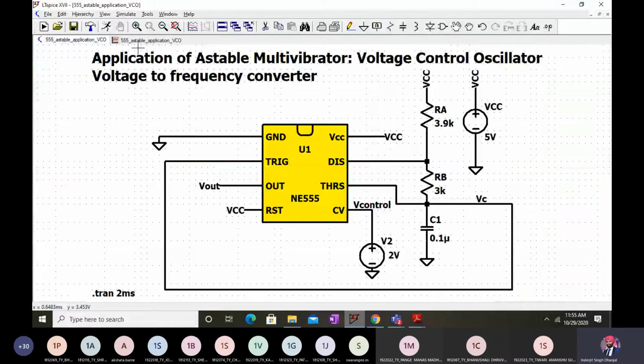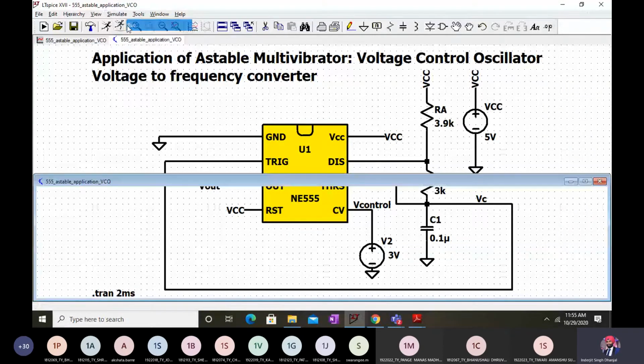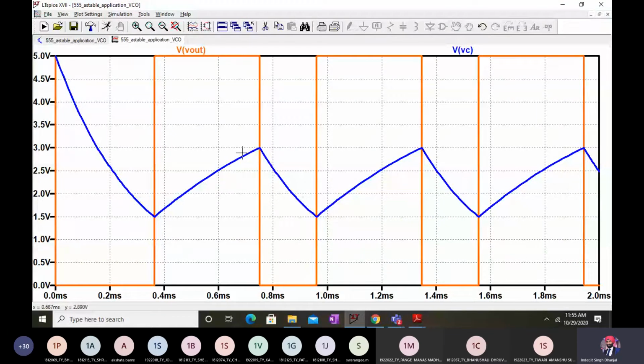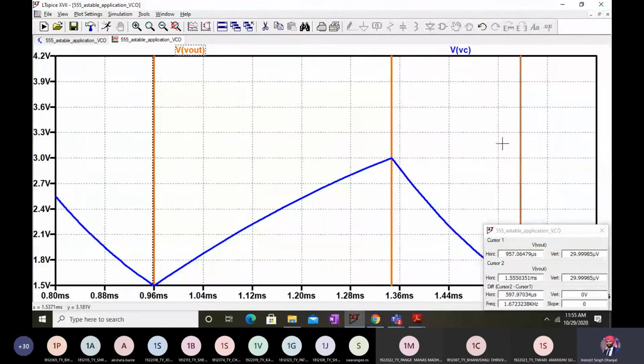If I change it to 3 volts, what will happen? So if I change it to 3 volts, definitely that square wave which we were getting earlier is not a square wave now, and this is changing from 3 volts to 1.5. Now let's check the time period over here. I hope that you all are following this. Let me take another cursor so that I can show you in real time what the time period is, so that we can relate it to what is exactly happening.